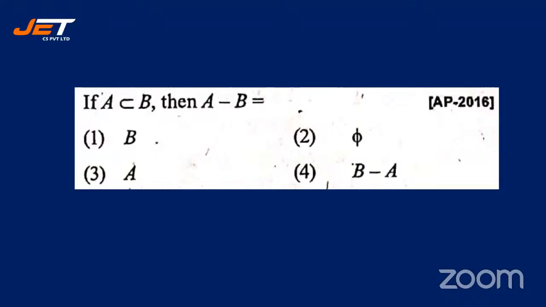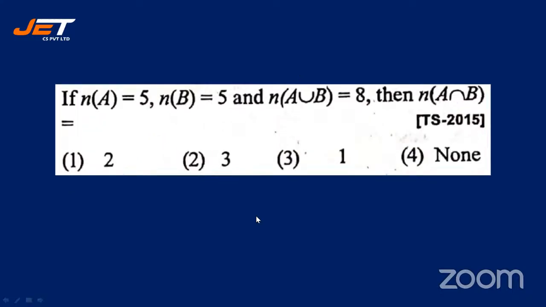If A is a subset of B, then what is A minus B? Is it clear? If A is a subset of B, then A minus B is dash. What is it? It's a very simple logical question. Let's see how many are giving me the answer. Almost all are giving me the correct answer. Excellent. It is none other than option 2, which is a null set. Excellent, students. See the next question.